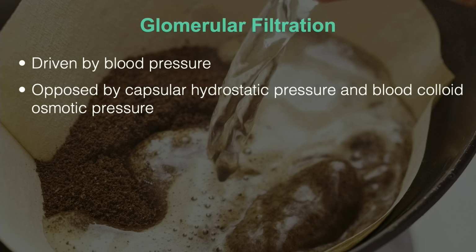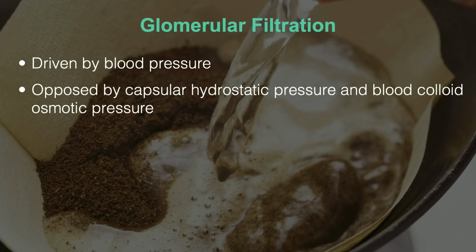So capsular hydrostatic pressure opposes filtration, and blood colloid osmotic pressure is the pressure due to proteins that stay within the blood. Proteins exert an osmotic pull. They don't want to let go of fluid and solutes, and they try to pull and retain fluid in the blood. So those two things oppose filtration. But if pressure is large enough, those two factors will be overcome and filtration will occur.